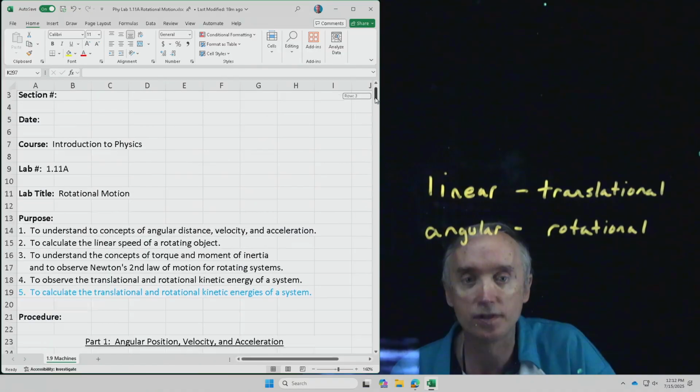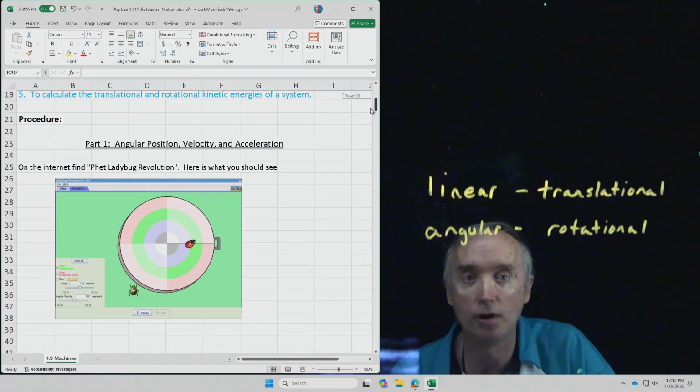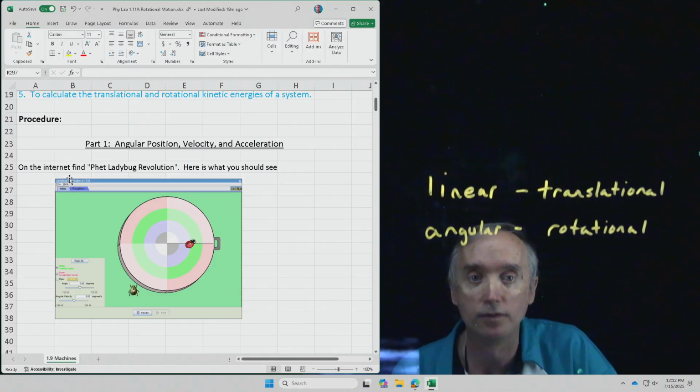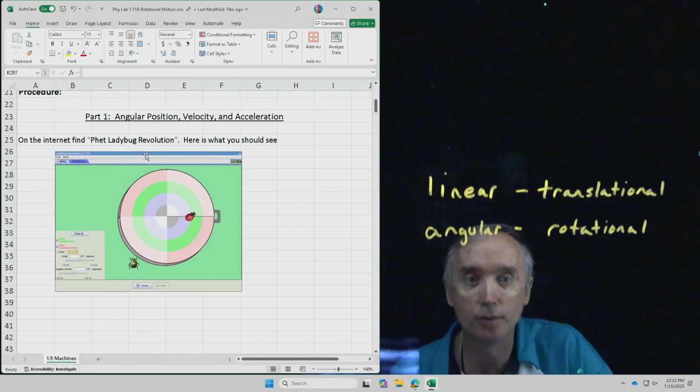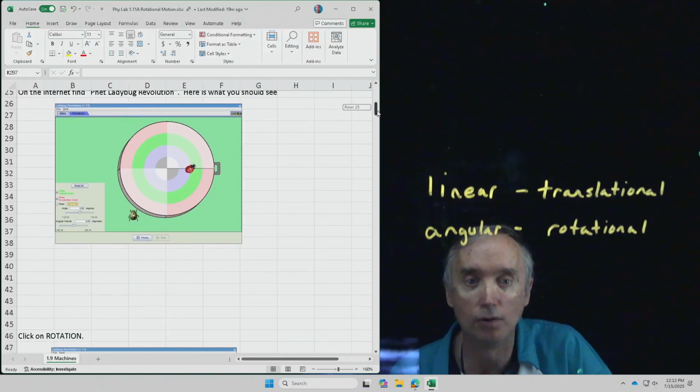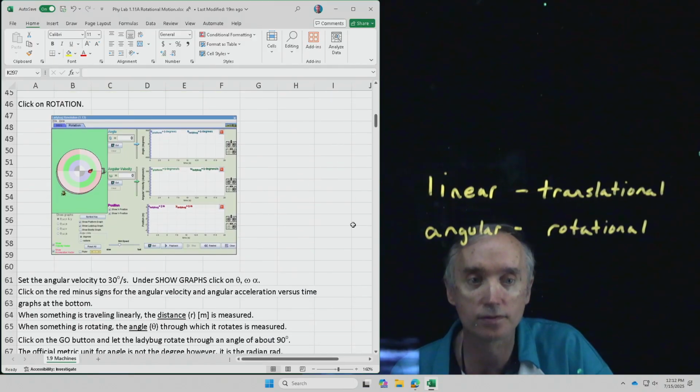Under the procedure it says to go to PhET Ladybug Revolution, and this is what you're going to see. Then it says to click on rotation. Up here it says Intro, and next to it the word Rotation. Go ahead and click on that, and when you do, you're going to go to this.